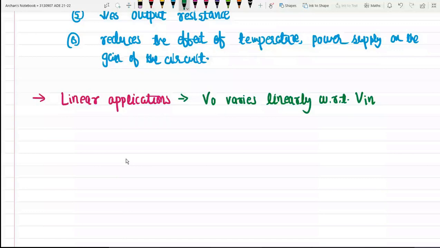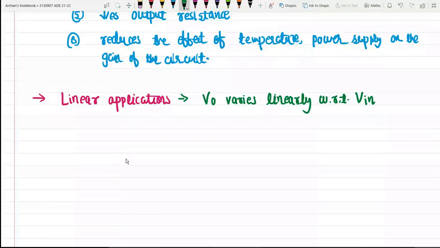And here remember always the concept of virtual ground. This concept of virtual ground plays a very important role while analyzing the various application circuits. So this is linear applications.